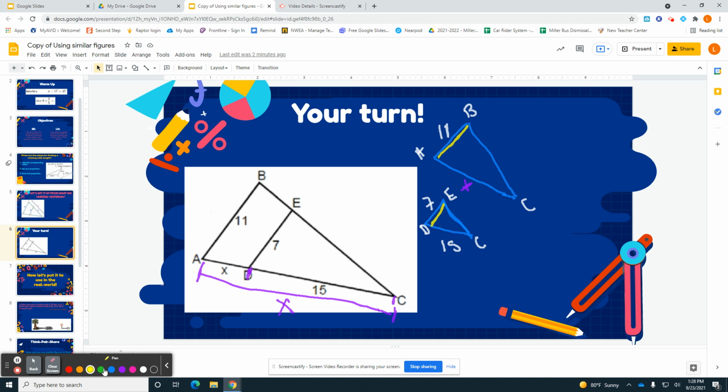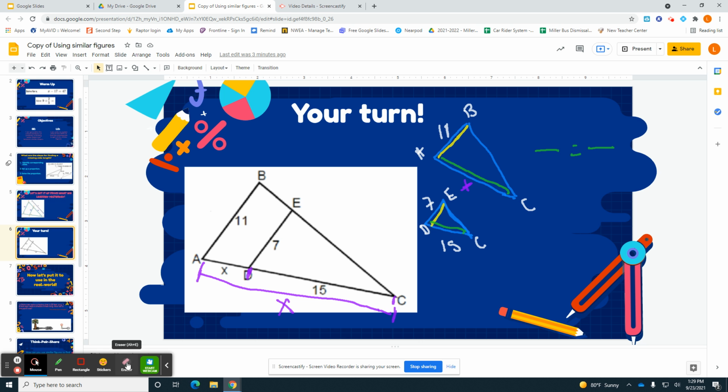So now let's find our next corresponding side. So we need to know the side length of AC. So we need to use that side because that is the side we're looking for. So now which side corresponds with AC? Okay. If you said DC, that is correct. All right, so now you're able to set up your proportion.